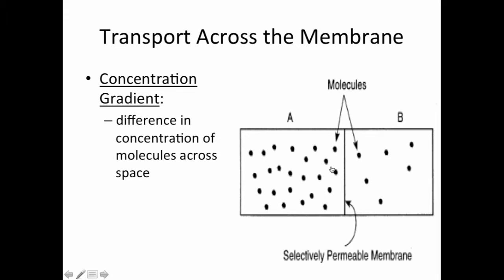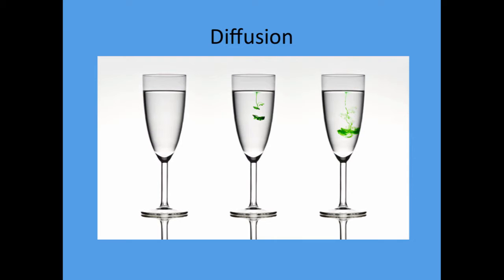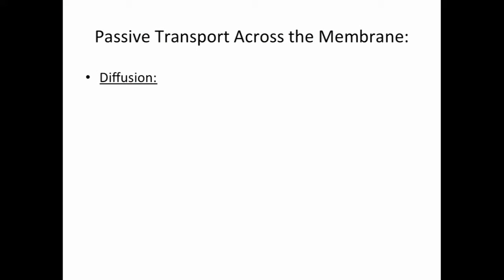And oftentimes in a cell, that's what occurs. You have a concentration inside the cell and outside the cell, and they might be different. And so the cell membrane constantly has created a concentration gradient, and things have to move across that membrane. So let's talk about diffusion. Diffusion is basically random movement of particles.